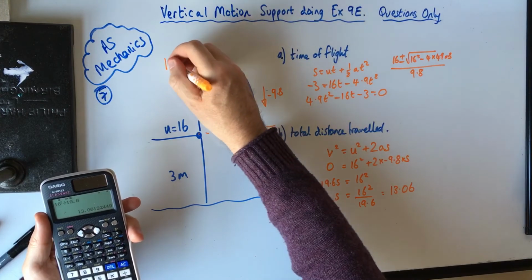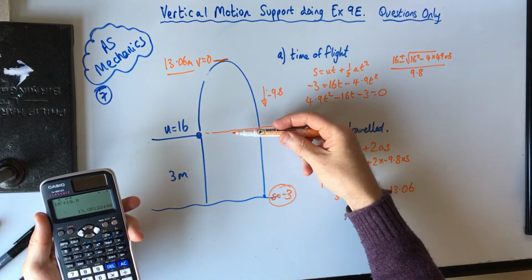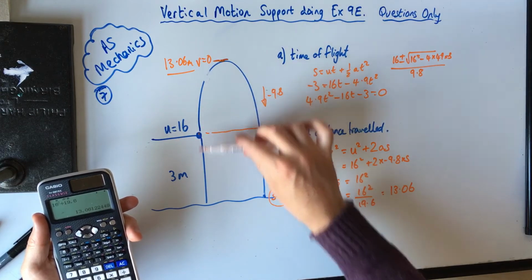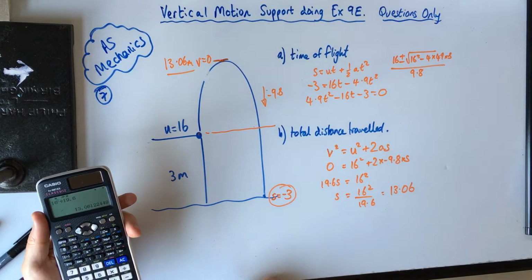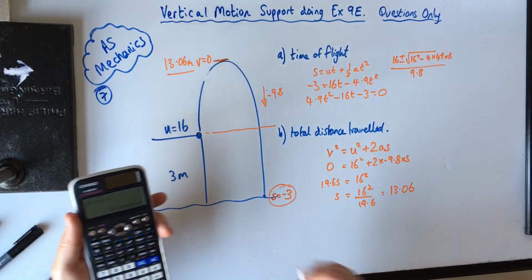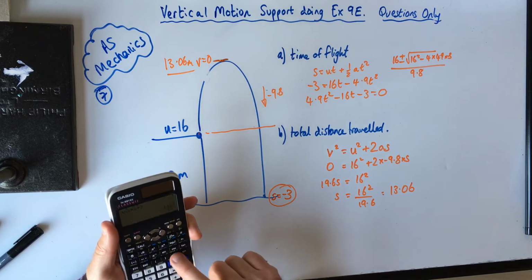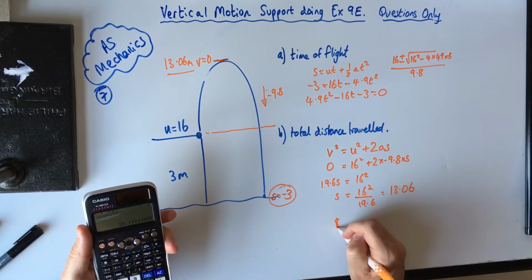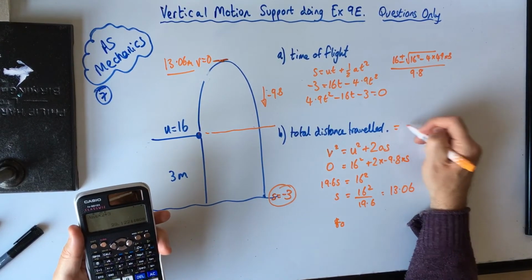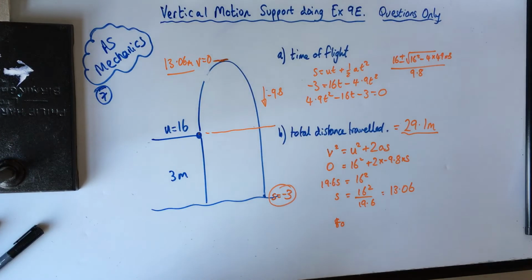This point is 13.06 meters above the ground, down 13.06 meters to reach the level where it started, and then another 3 to hit the floor, because it was on a raised deck of 3 meters, wasn't it? So 2 times that times 2 plus 3, and it gives us 29.1. So total distance travelled is equal to 29.1 meters altogether for that one.